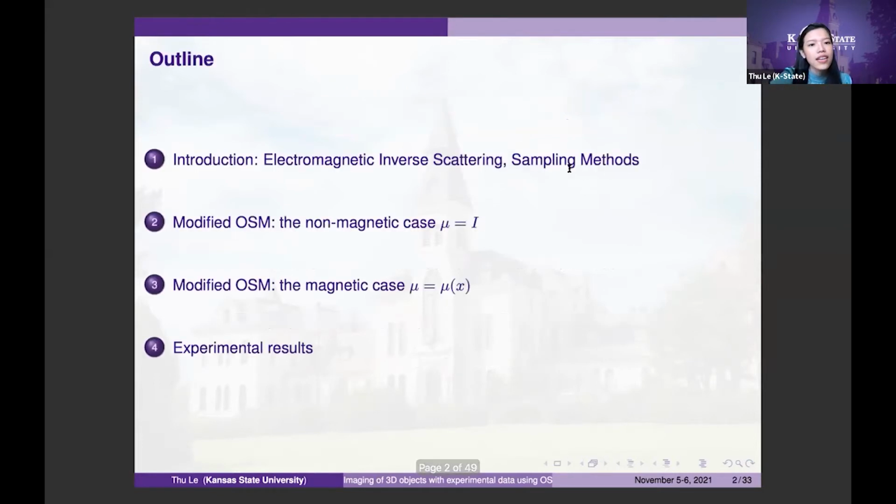Let's get started. So in this talk, first I will briefly introduce the electromagnetic inverse scattering problem and sampling methods. Then I'll talk about the modified version of the orthogonality sampling method for non-magnetic and magnetic cases. And finally, I will show some experimental results.